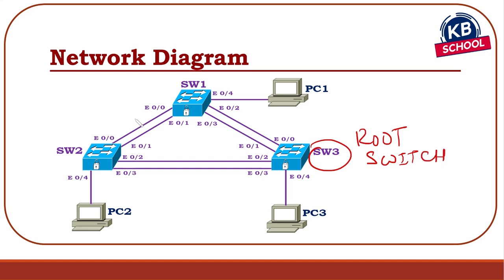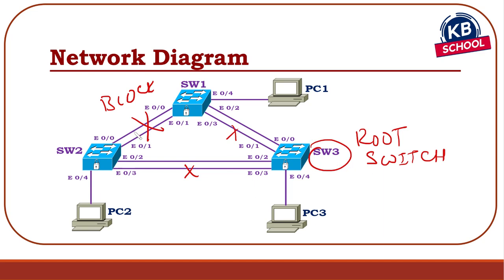Now this link is the furthest away from the root, so this is going to be blocked to block the loop between switch 1, switch 2, and switch 3. So this link will be forwarding, one of those links. So E02 to E00, the link between switch 1 and switch 3. E03, actually it would be E02, because remember the port priority thing that I talked about. So E02 would be forwarding between switch 2 and switch 3.